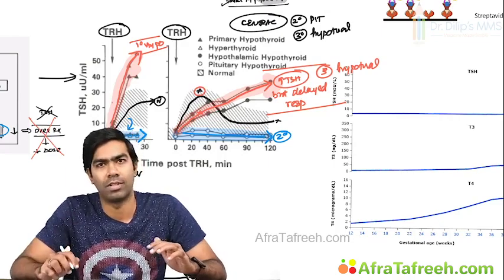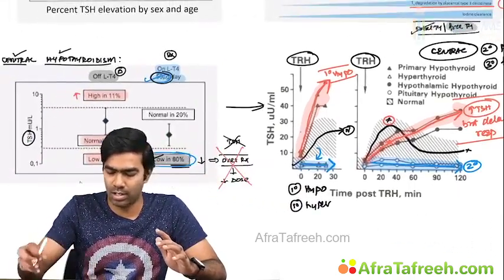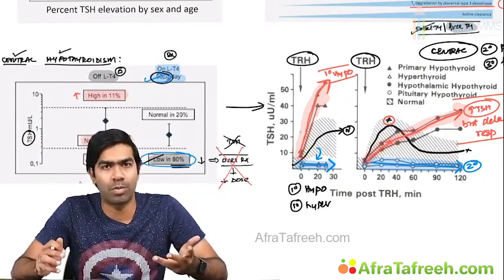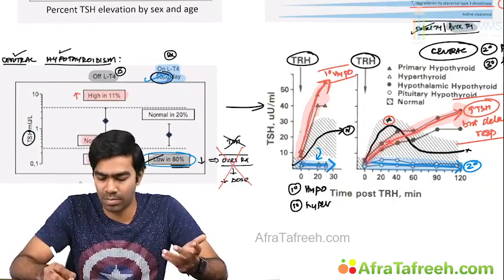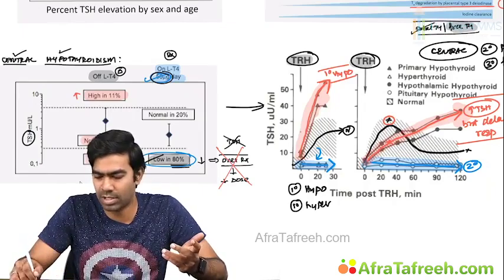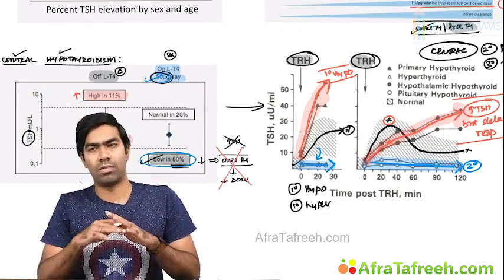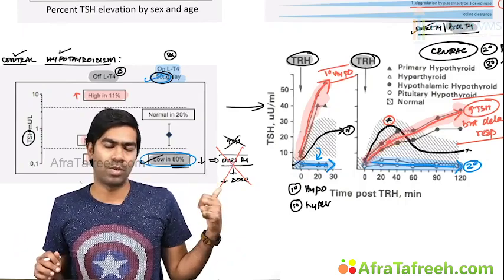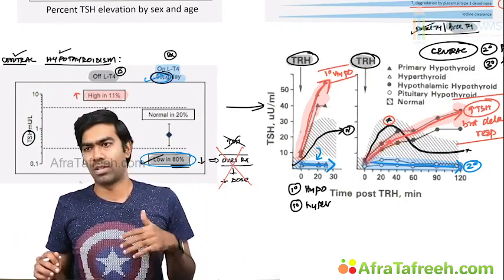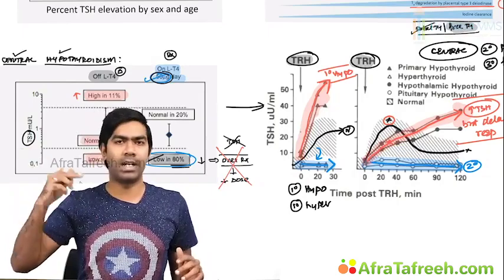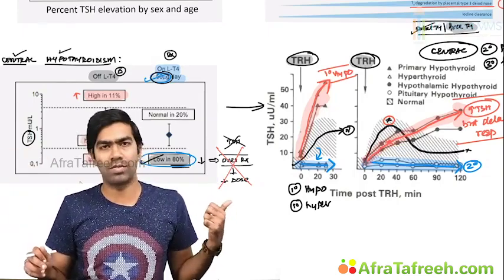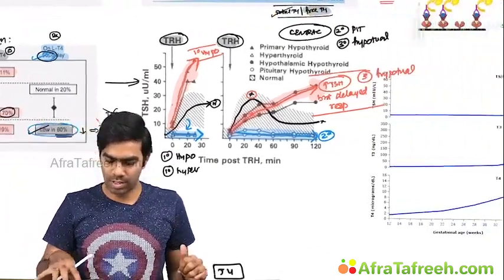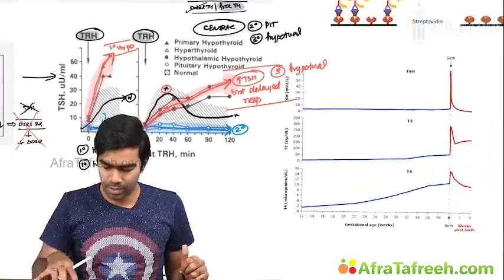hypothyroidism. Clear? So the gold standard to diagnose central hypothyroidism is to give the TRH stimulation test. No response after TRH stimulation is likely a pituitary level hypothyroidism. If a response is there but with a delayed peak and delayed response, that is suggestive of a tertiary or hypothalamic hypothyroidism. So these are the important principles that you have to know.